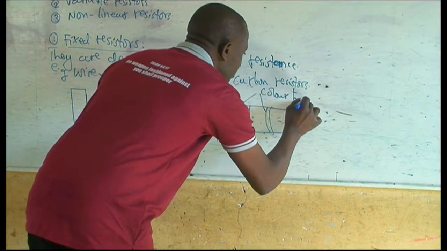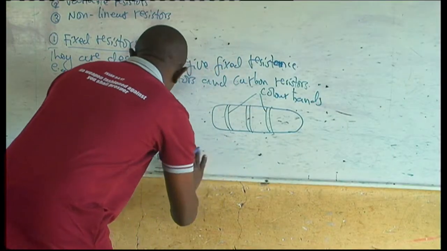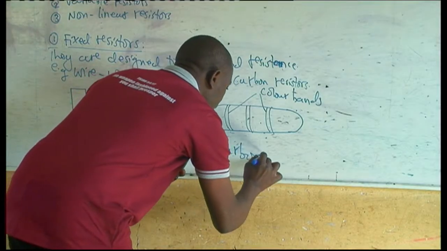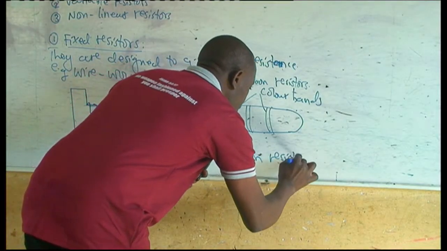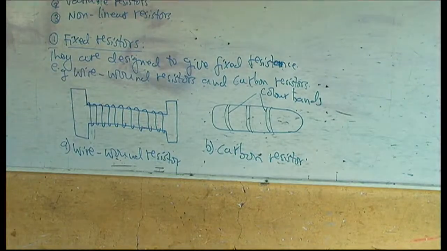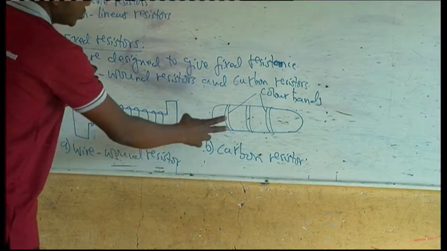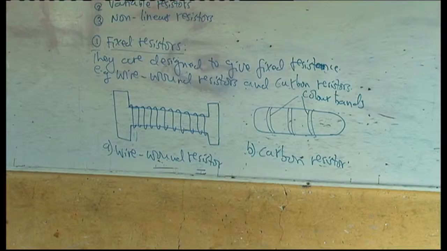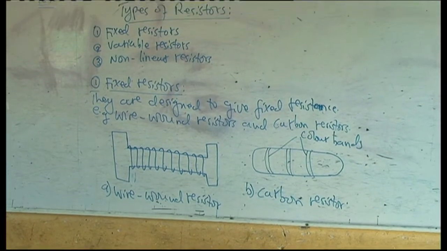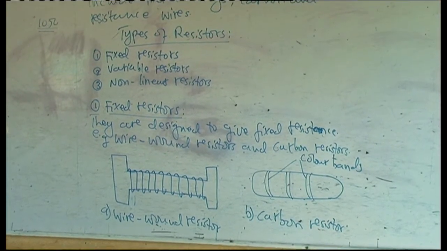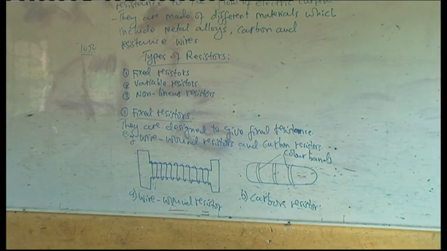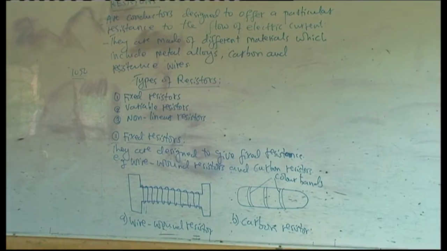Color bands. This is what we call a carbon resistor. Those are the two types of fixed resistors that we have. For the carbon resistors, you can see it has some color bands on it, and those color bands are there to denote a certain resistance. Each color is designed to give a certain resistance for that carbon resistor.